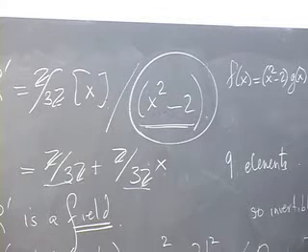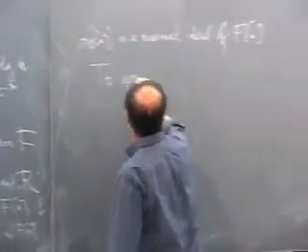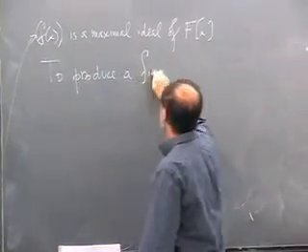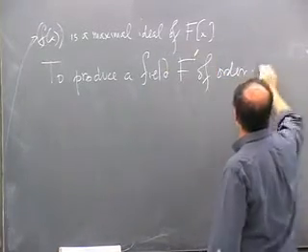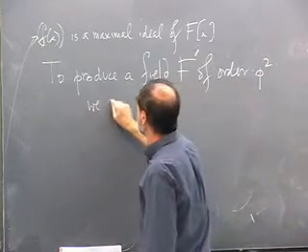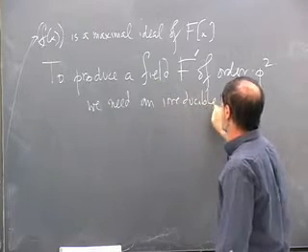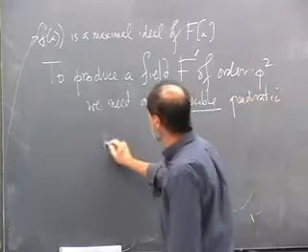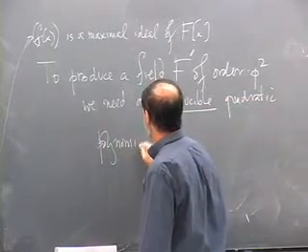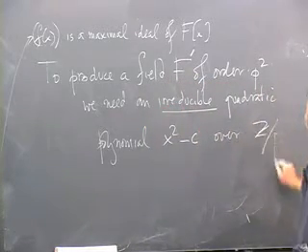So if we were Galois and we had proved that any field had only p to the n elements, and we wanted to produce a field of order p squared, let's call it F prime, of order p squared, we need an irreducible quadratic polynomial x squared minus c over the field of p elements.